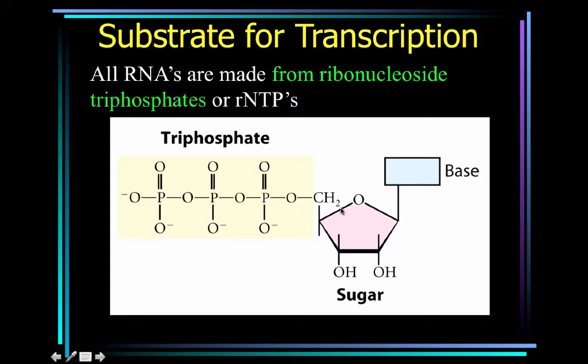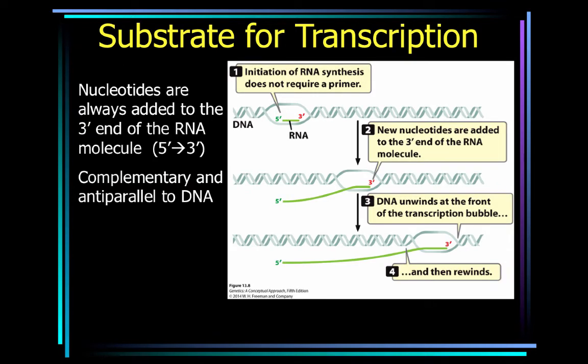We've got our sugar that is going to have an OH group off the 2' carbon, which is much different than our deoxyribose sugar. And then our base is going to be the same: the same adenine, guanine, and cytosine, but thymine is going to be switched out for uracil here. So, as we start to build an mRNA strand off of a template DNA, the nucleotides are always going to be added to the 3' end of the RNA molecule. Very similar to DNA replication.